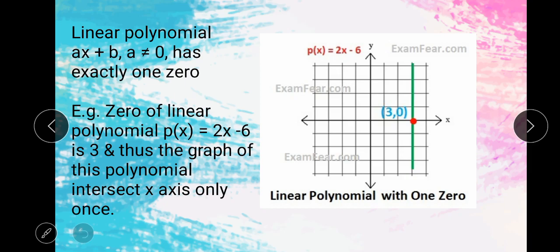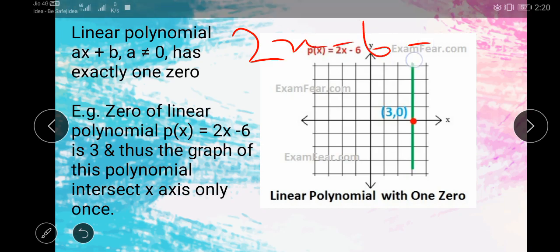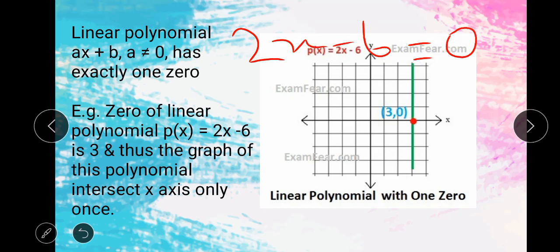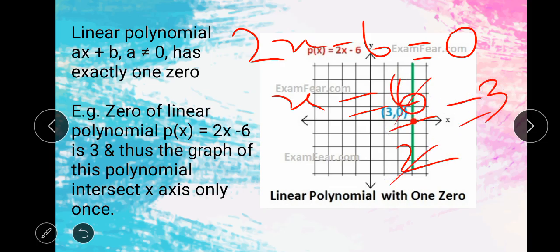How? Here we have the polynomial 2x minus 6. Now equating it with 0, as in the previous example, we have x is equal to 6 upon 2. Now cancelling it, we get 3. Thus the graph of this polynomial intersects the x axis only once. It means if the graph intersects twice, there should be 2 zeros. If the graph intersects at only one point, there is 1 zero only.